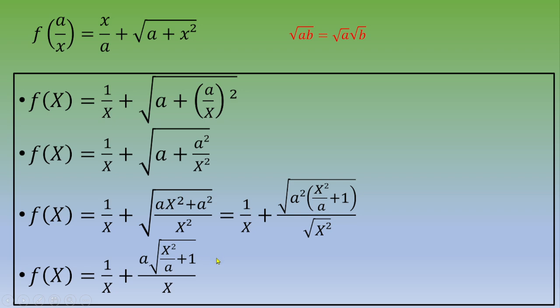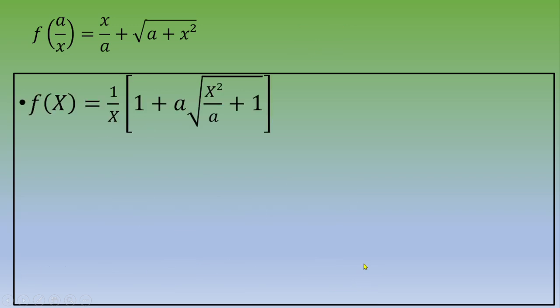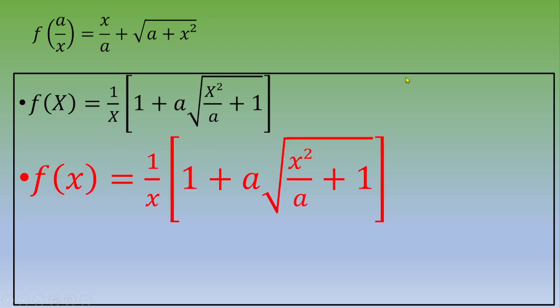So now we can factor by 1 over capital X. So this is 1 over capital X times 1 plus a times the square root of capital X squared over a plus 1. So now we can switch back to x. F of x equals 1 over x times 1 plus a times the square root of x squared over a plus 1. And this is the final answer.